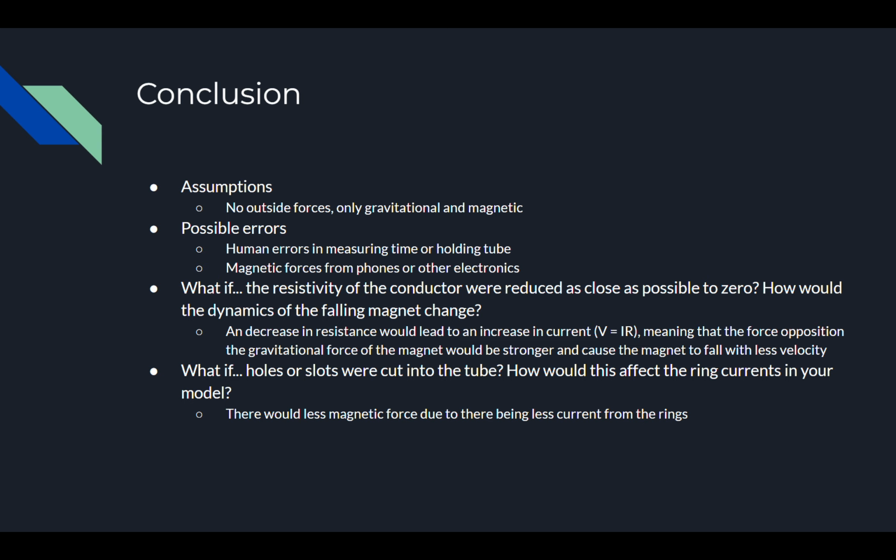For the what if question, what if the resistivity of the conductor were reduced as close as possible to 0? And how would the dynamics of the falling magnet change? Well, I believe that since there's a decrease in resistance, that would lead to an increase in current according to this law here, that voltage equals current times resistance, meaning that the force opposing the gravitational force on the magnet would be stronger, and it would cause the magnet to fall with less velocity.